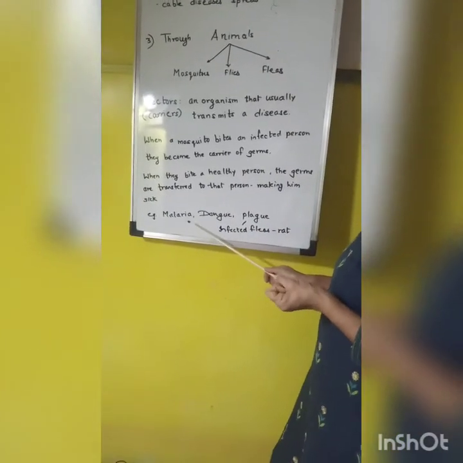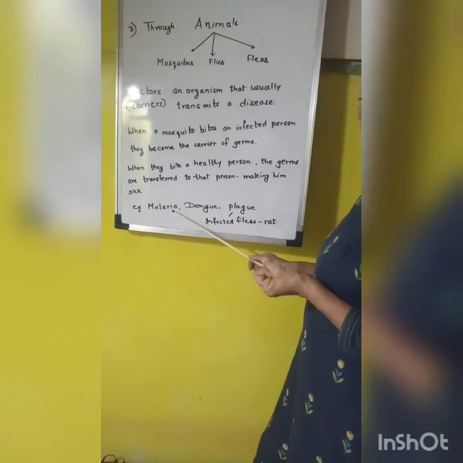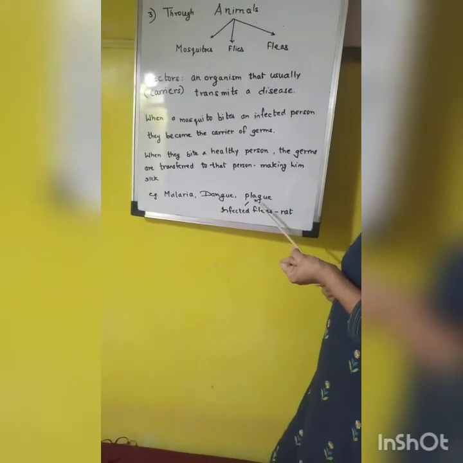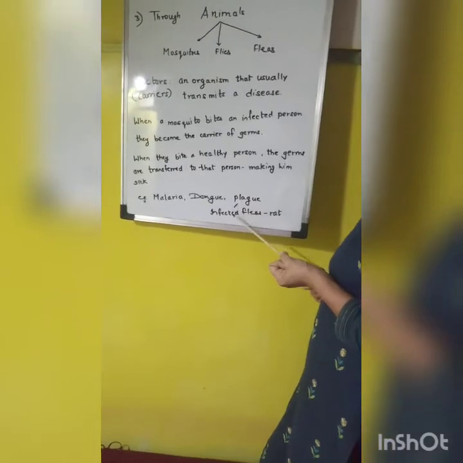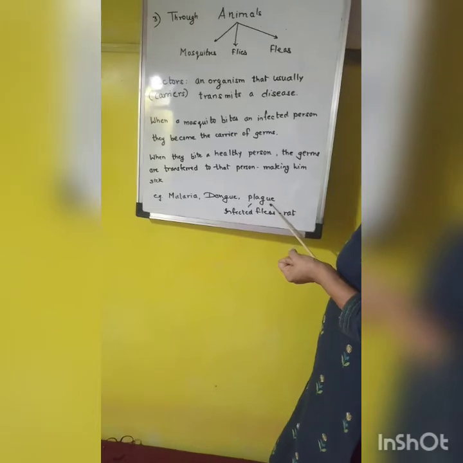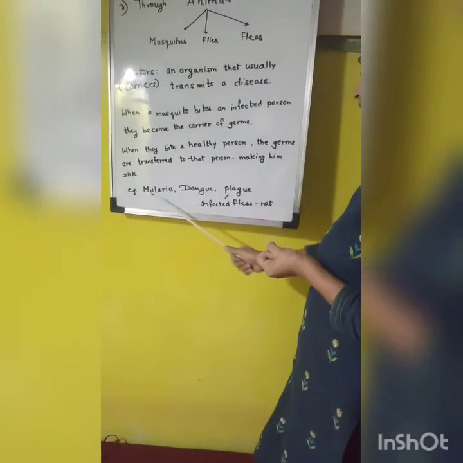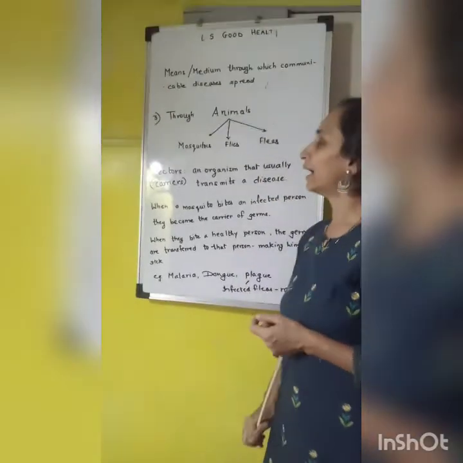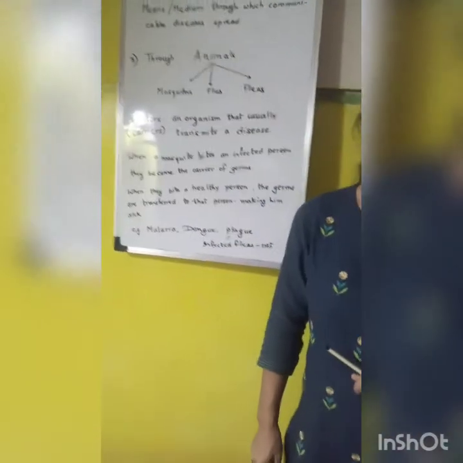So examples of the diseases which will spread through these insects are malaria, dengue, plague. Basically plague spreads through infected fleas which are on rats. Now we don't see plague anymore, but these are the different kinds of diseases that will spread through animals or insects.